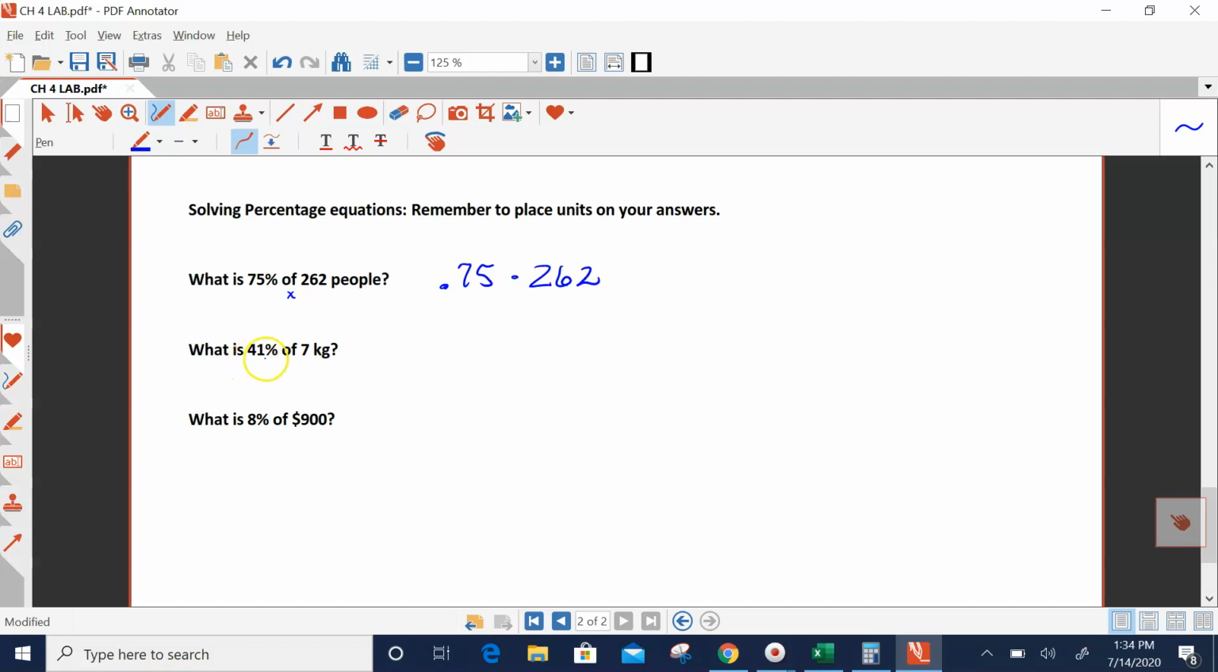If I wanted 41% of 7, it would be 0.41 times 7. And finally, 8% of 900. 8% would be 0.08 times 900. Now, I'm going to need to put units on my answers because it's saying 75% of 262 people and 41% of 7 kilograms, 8% of $900. So I need to make sure that I put units on my answers. So find those values.